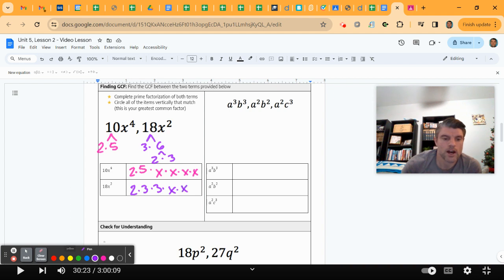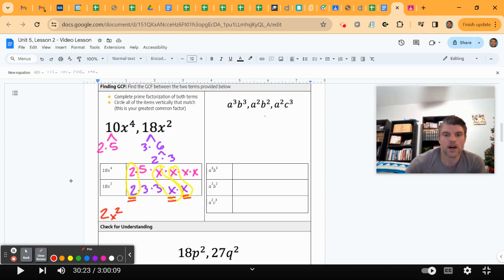So what do they have in common? We have a pair of 2's. There's no 5's that match. There's no 3's that match with each of the factorizations. So we're going to move on to the variables, and it's going to be one of the x's and then another. So our GCF is going to be 2x, 2x to the second power. All right, and then eventually we'll get to the next step, but that's what you need to do for that one.